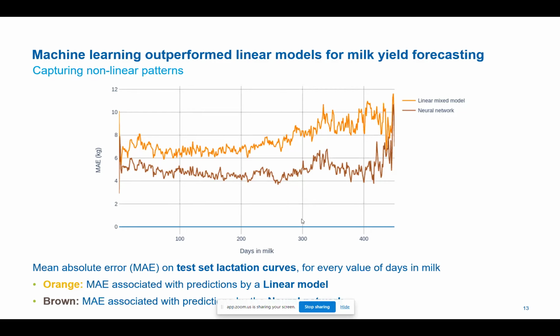So machine learning outperformed linear models. As you can see from the picture, we had a day-by-day error between prediction and real values of about 5 kilograms per day for the machine learning case, while we had 7, 8, let's say, as an average value for the linear model. So the machine learning model significantly outperformed the linear model in average prediction, but also in prediction day by day, as the plot shows.